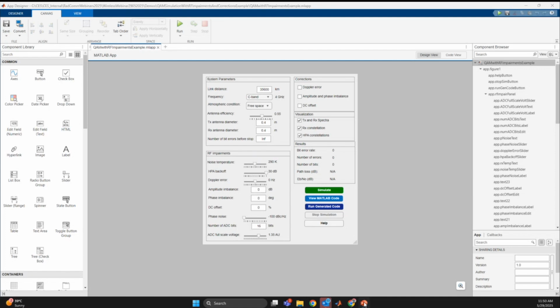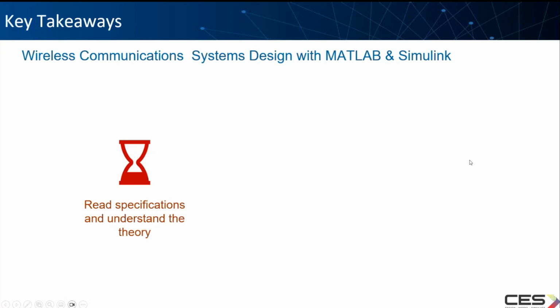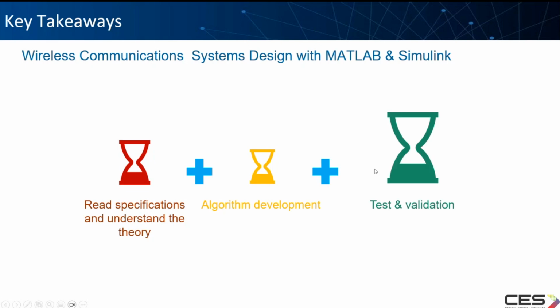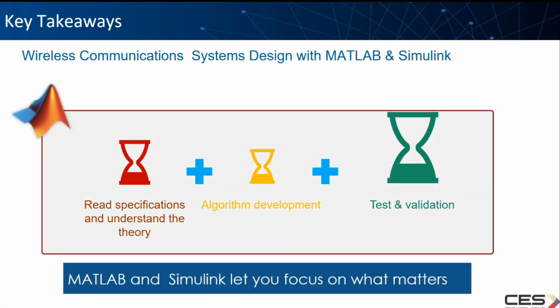And so with that, I would like to wrap up, and let's review the workflow. Or let's say, what are the takeaways from this session? Wireless communication system design with MATLAB and Simulink is seamless, easier, and mostly with no-code or low-code techniques. What you need to do in this case is to focus on understanding specifications and the theory, understanding your algorithms and developing them, testing and validating. And MATLAB and Simulink will let you focus on what is critical for your wireless design projects.